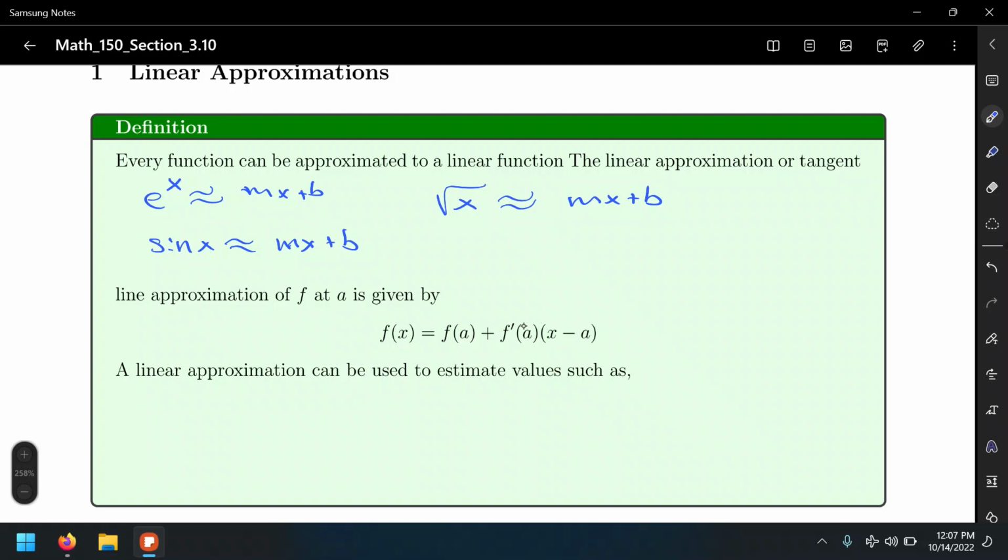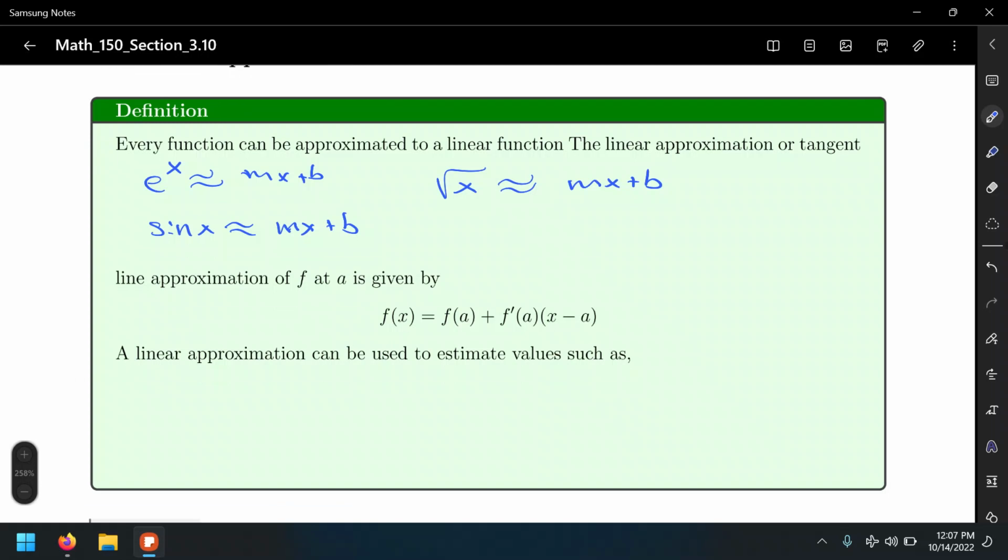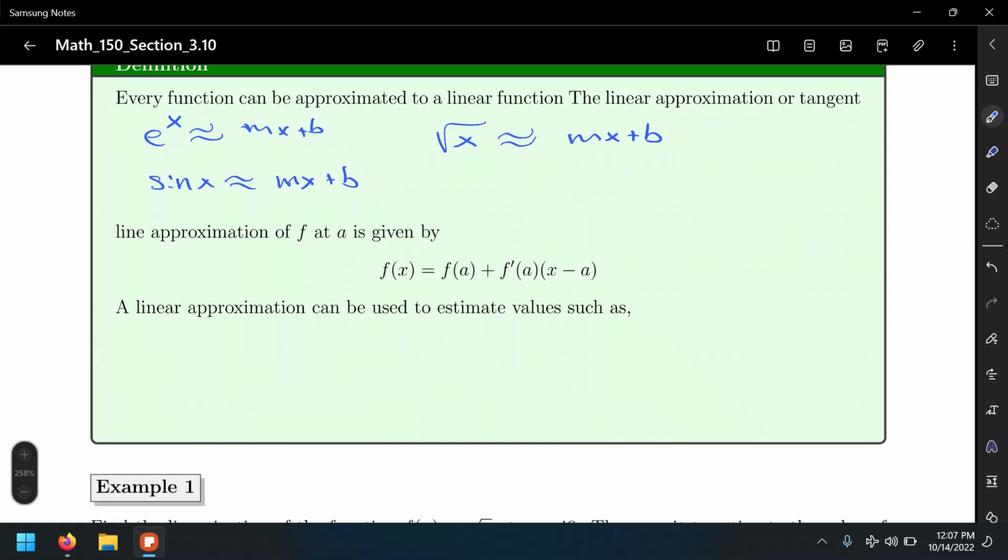You know, that's basically, okay, the slope right here is the derivative evaluated at that value of a, times x minus a. Well, that's the remaining factor, and the last term f of a is the y1 value. All right. These linear approximations, furthermore, we can use them to estimate weird values.